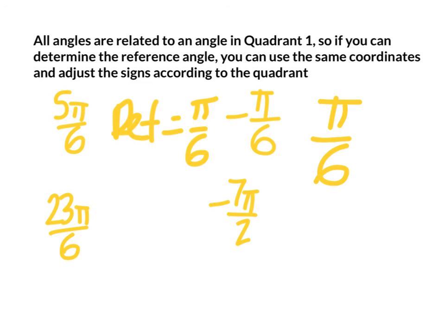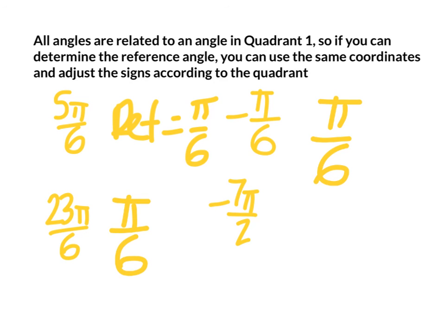For 23 pi over 6, that is an angle that is outside of one rotation. So we would do 23 pi over 6 minus 2 pi, which would get us 11 pi over 6. Therefore, we would do 2 pi minus 11 pi over 6 to get pi over 6. So the reference angle is pi over 6.